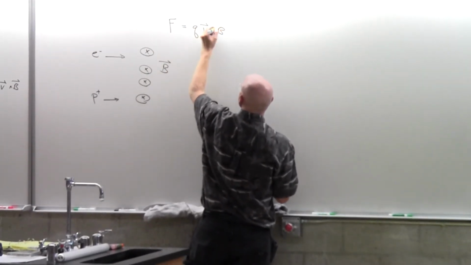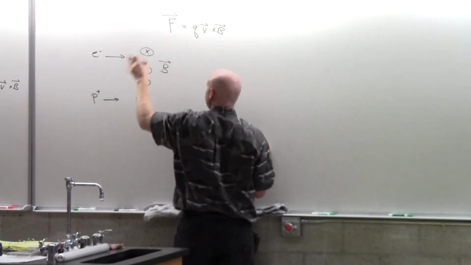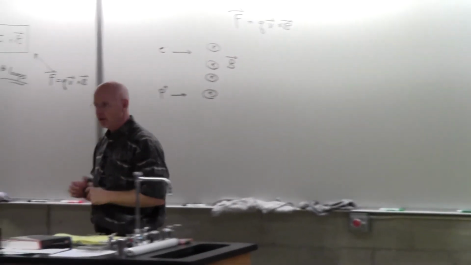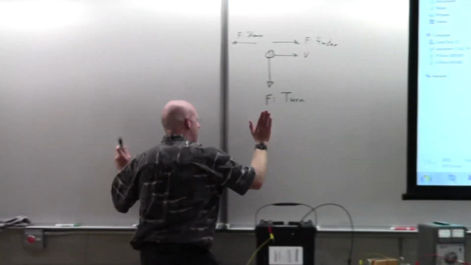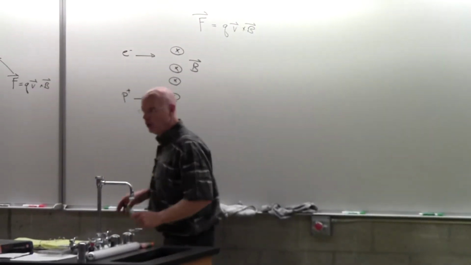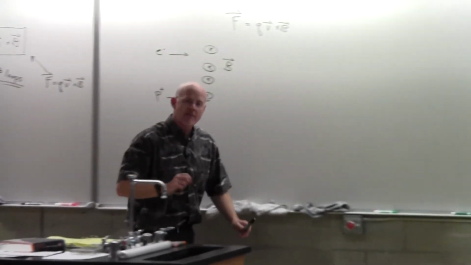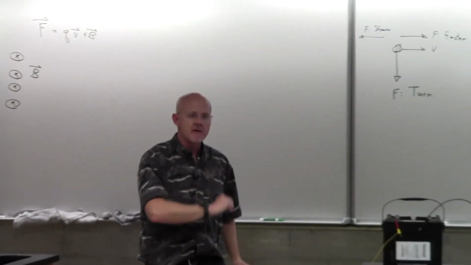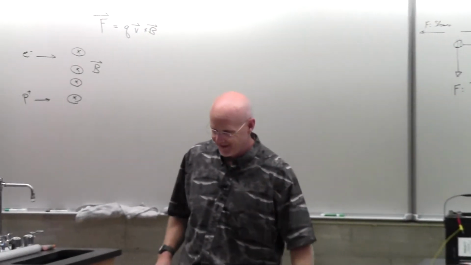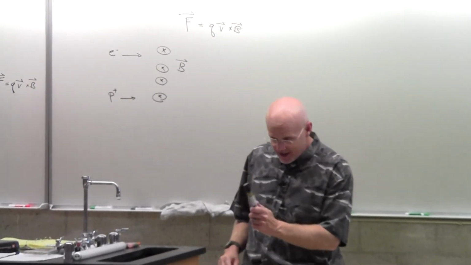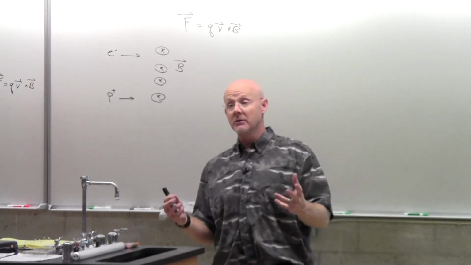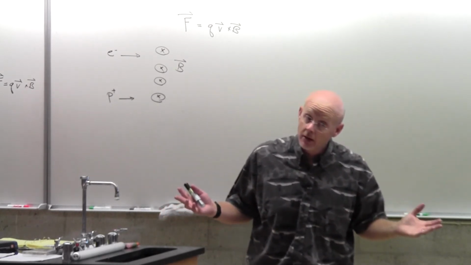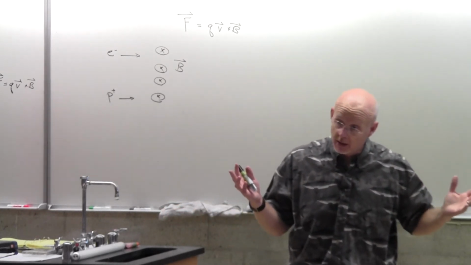v cross B multiplied by the charge is the force on a moving charge in a magnetic field. So let's put together what we learned in Physics 121 together with our new magnetic stuff. What would you say about the motion of a charged particle in a magnetic field? There's a force on it, right? It does accelerate, right? So does it go faster? Does it go slower? Does it turn?